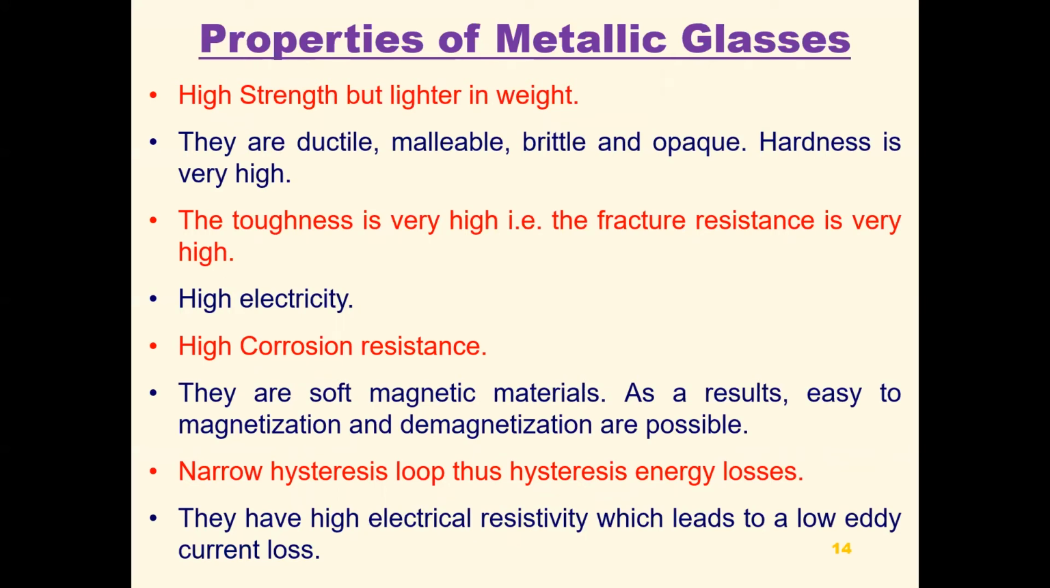Now, the properties of the metallic glasses. We already discussed the preparation technique, but now we are dealing with the properties. Actually, the metallic glasses have high strength but are lighter in weight. They are ductile, malleable, and opaque. Hardness is very high. The toughness is very high, that is, the fracture resistance is very high.